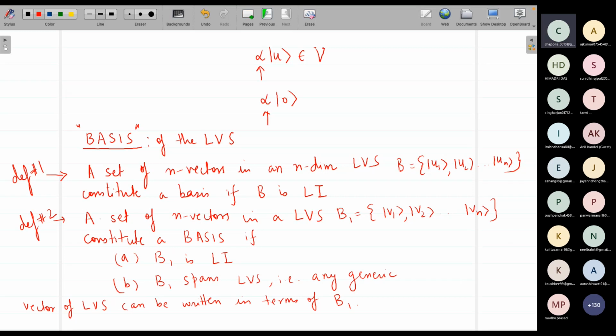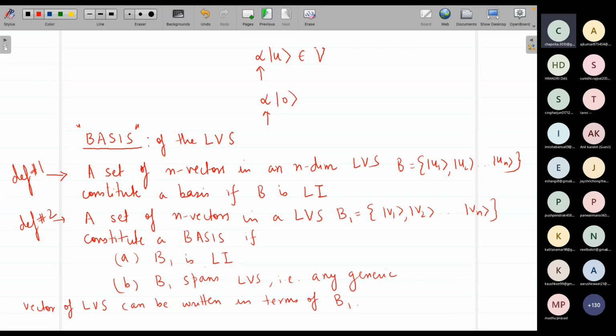Please understand the way I wrote the definition. Both of these definitions are actually equivalent, and this is what we want to dissect. But let's first try to understand definition number 2, and then we will see how to go ahead with that. So definition number 2 says a set of n vectors in a linear vector space constitutes a basis if, A, this set of n vectors is a linearly independent set, and B, that this set spans the whole linear vector space.